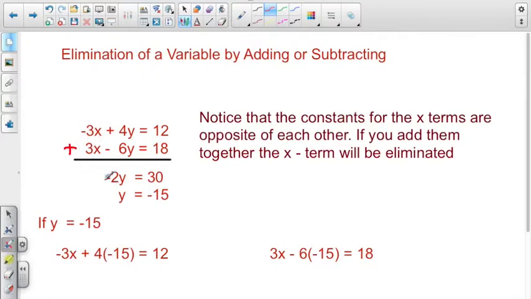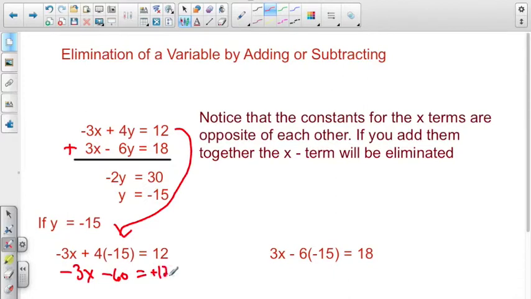Right? Now, once I have that negative 2y is equal to 30, I can divide both sides by negative 2 and I come up with y is equal to a negative 15. Right? Now, if I put a negative 15 into my variables, I come up with 3x plus 4 times negative 15 is equal to 12. So that's going to be a 3x, and 4 times the negative 15 is going to be a minus 60 is equal to 12.